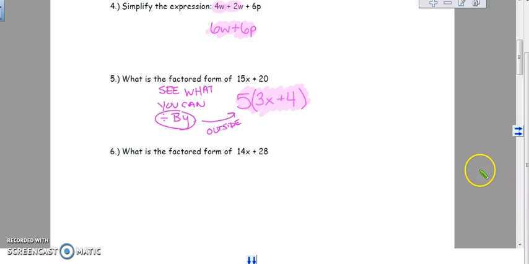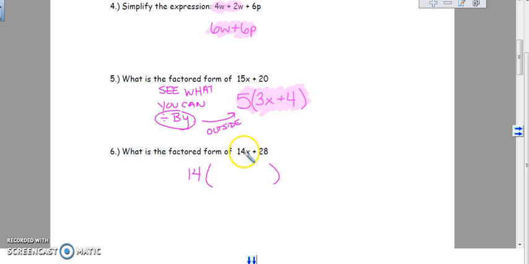Okay, let's look at 6. What is the factored form of 14x plus 28? Well, what is the biggest thing I can divide them both by? I can divide them both by 7. I can divide them both by 2. But I also can divide them both by 14. So whatever I can divide by goes on the outside.